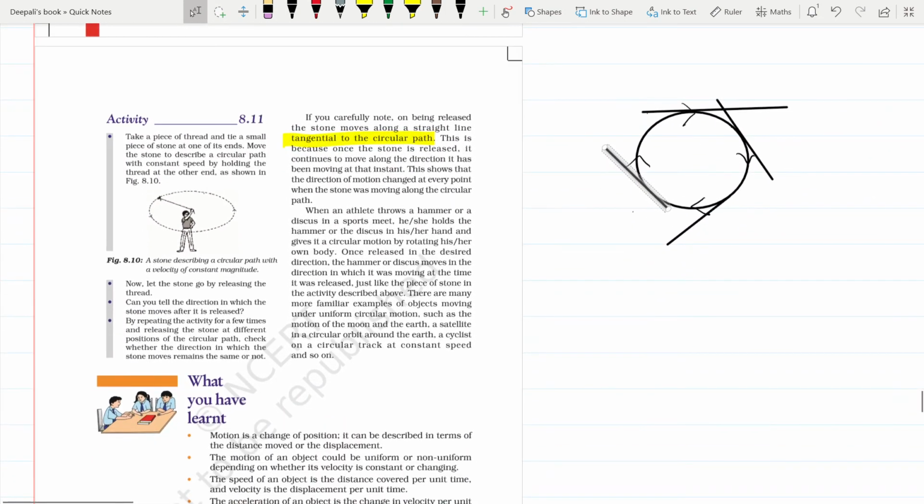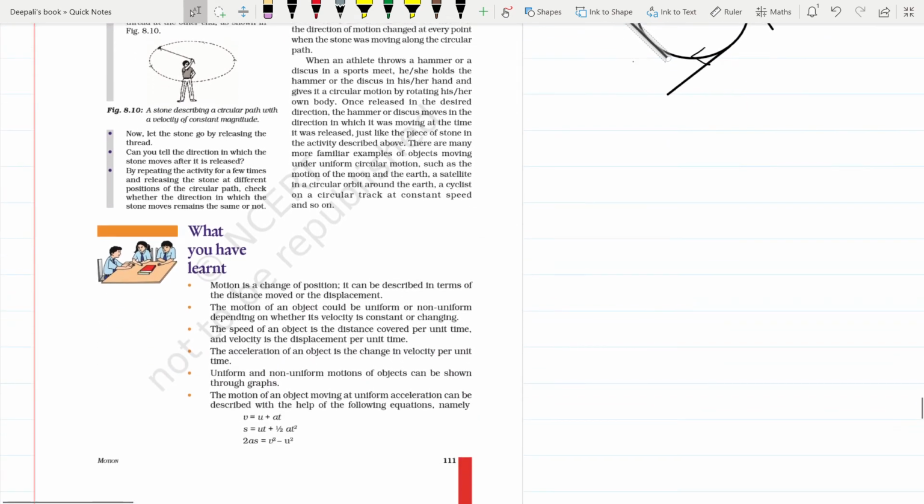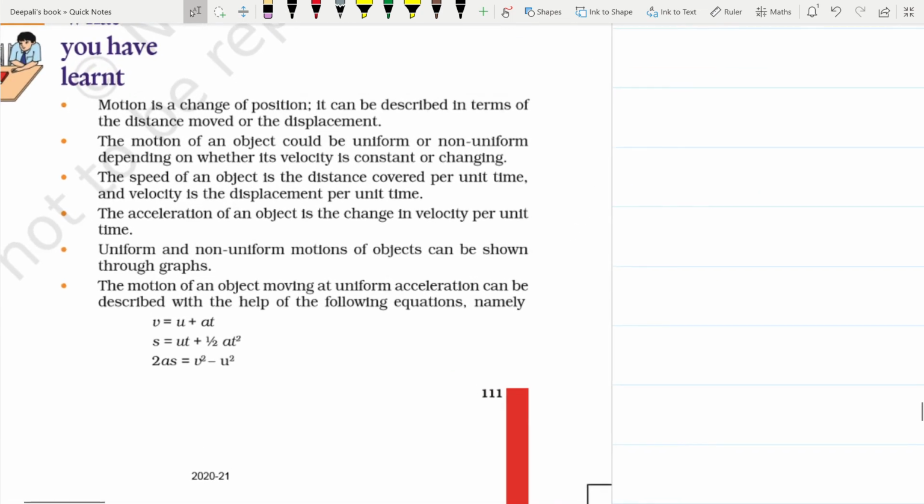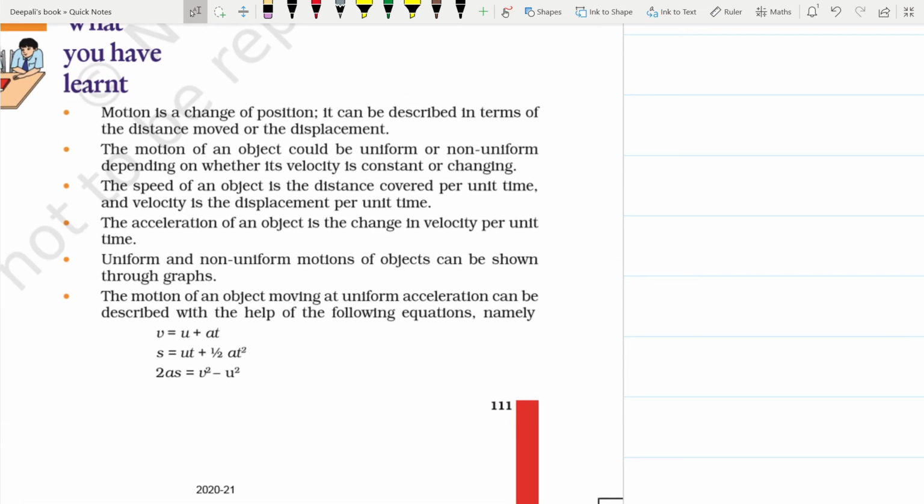Here is the last topic of this chapter, and we go through the summary of this chapter. It says motion is a change of position. It can be described in terms of distance moved or the displacement. Motion of an object could be uniform or non-uniform depending on whether its velocity is constant or changing. The speed of an object is the distance covered per unit time and velocity is the displacement per unit time. The acceleration of an object is the change in velocity per unit time.